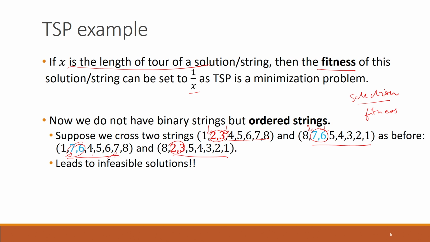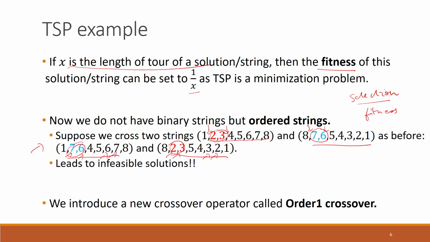But then there is an issue, because you can see that in this string 7 is coming twice, 6 is also coming twice, whereas nodes like 2 and 3 are not coming at all. Similarly here, node 2 and node 3 are coming twice, but node 6 and 7 are not coming at all. So these are not feasible solutions of the TSP problem, because we want every node in the TSP to be visited exactly once. So we cannot use the same crossover approach that we have seen until now.